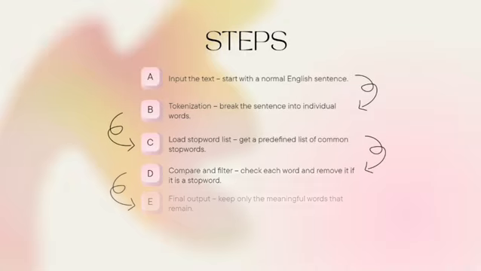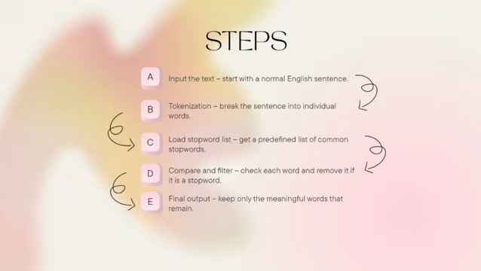Let's look at the simple steps involved in removing stopwords. Step 1 is inputting the text, where we begin with a normal sentence in English. Step 2 is tokenization, which means breaking the sentence into individual words. Step 3 is loading a predefined list of stopwords. This list contains all the common English words we want to remove.